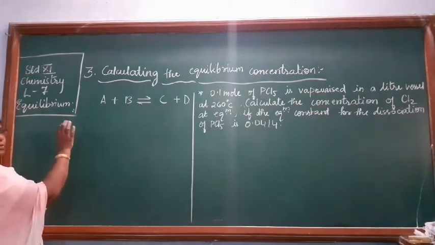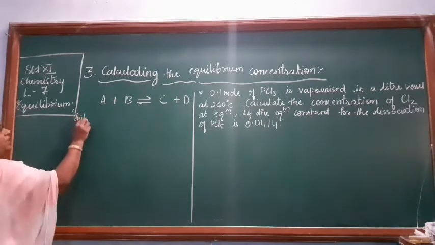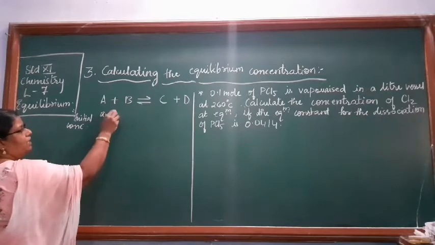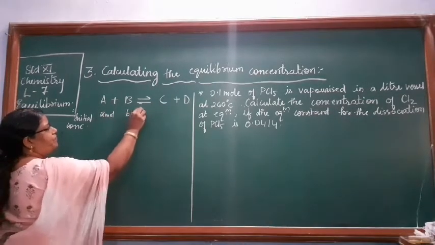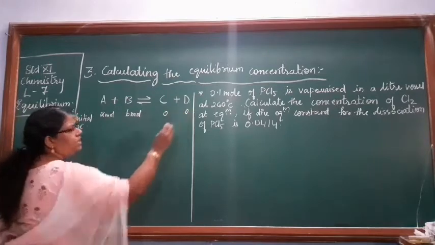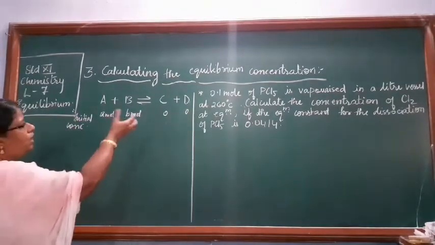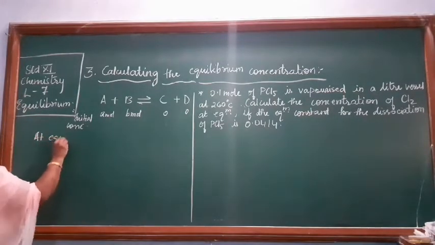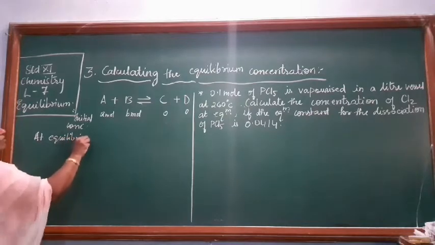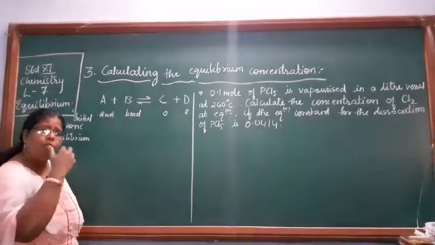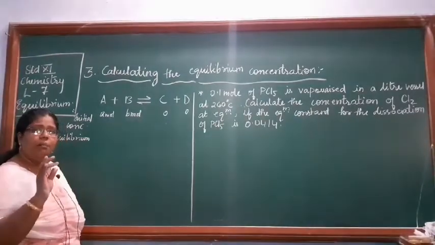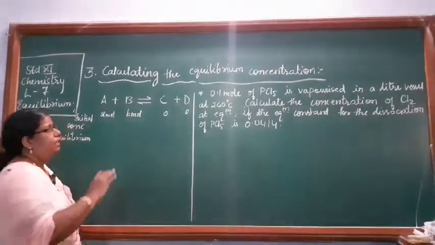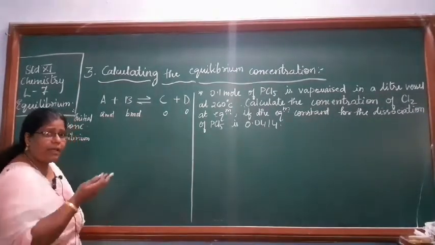Suppose this is the reaction given to you. Say the initial concentration of A is A moles, and B is B moles, and for C and D, initially there is no formation of product, so their concentration will be 0 only. At equilibrium, what is happening? Suppose out of A moles, x amount is used, and out of B moles also x amount is used. Then C and D will be formed, which is x amount only.